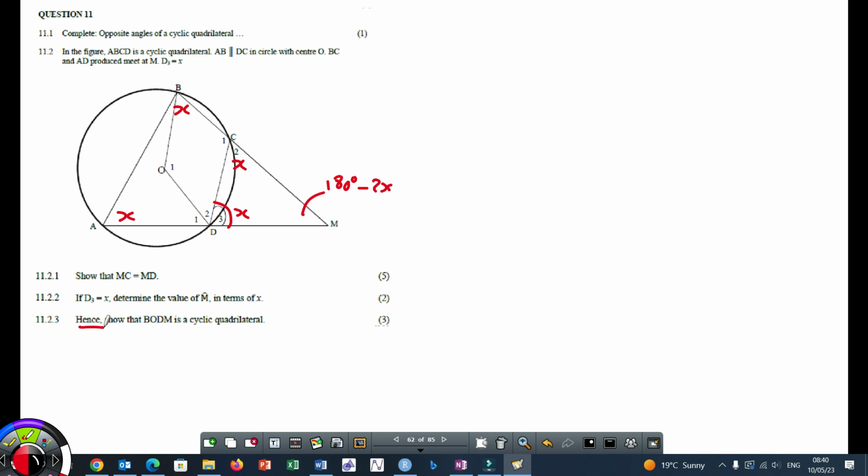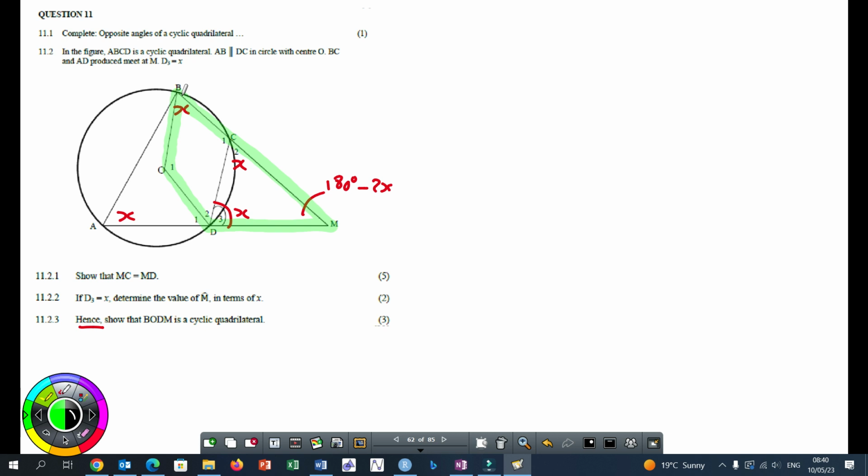Alright. Now, if you want to prove that BODM is a cyclic quad, highlight it first so that you can see if there's a butterfly. In this case, there is no butterfly. So let's identify it. It's BODM. That's the quadrilateral. You're supposed to prove that that quad is cyclic.